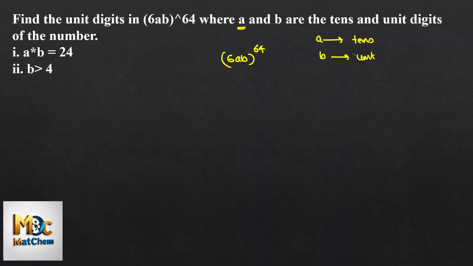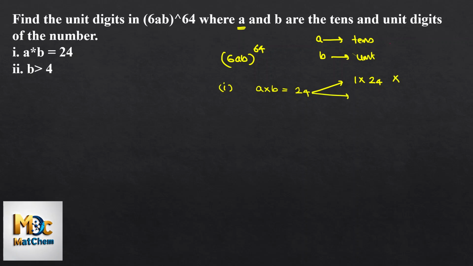When these kinds of questions are asked, we need to take the statements individually first. The first statement is given as A into B equals 24. That means when you multiply A and B, you get 24, so A and B are factors of 24. The possibility is 1 into 24, but they are giving that A and B are the tens digit and unit digit of the number. It should be a single digit, not two digits. So it cannot be this one.